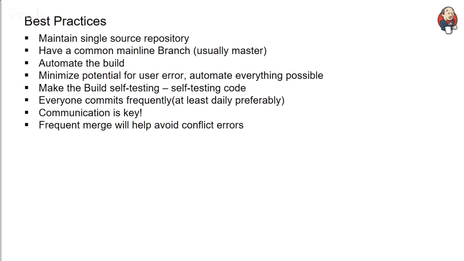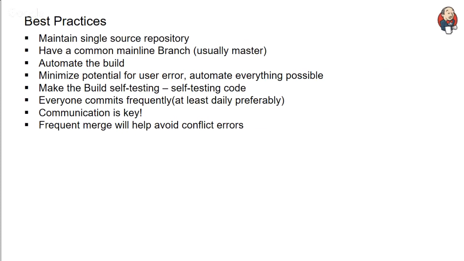Some of the best practices whenever you're going for Jenkins: you need to maintain a single source repository. If you have one application, there should be one source control repository. You need to ensure that. If you have multiple repositories, it creates confusion about which developer is using which repository. So it's always best practice to maintain a single source repository for applications if you're going to involve Jenkins.